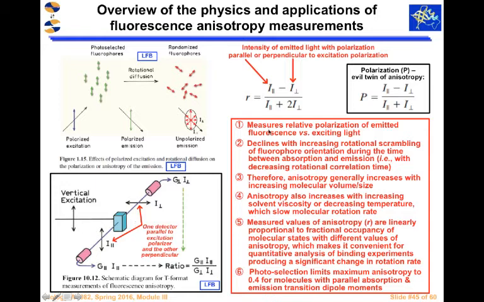Okay, and so again, anisotropy is going to measure the relative polarization of the emitted fluorescence versus the exciting light. So one channel will basically measure the emitted fluorescence that's polarized like the exciting light, and the other channel will measure the emitted fluorescence that's polarized perpendicular to the exciting light. Anisotropy will then be calculated as the intensity in the parallel direction minus the intensity in the perpendicular direction, so basically the difference between these two channels, divided by the intensity of the parallel direction plus 2 times the intensity in the perpendicular direction. A later slide will explain that. This slide is just trying to get the highlights in the overview.